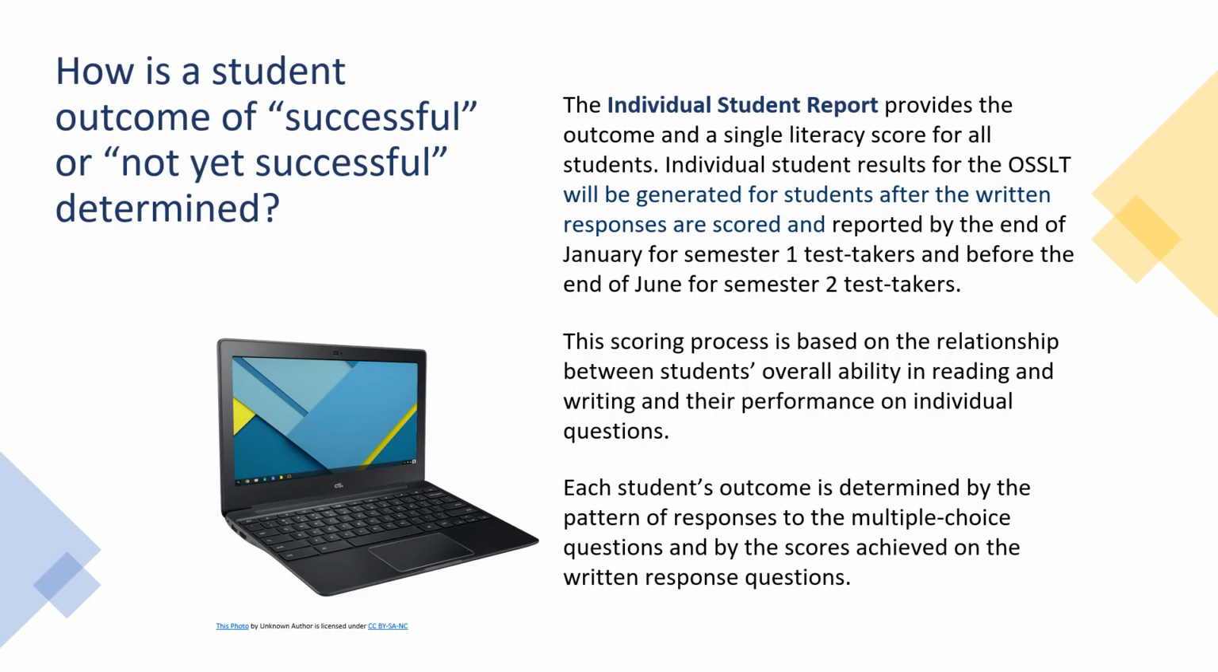How is a student outcome of successful or not yet successful determined? The Individual Student Report, or the ISR, provides the outcome and a single literacy score for all students. Individual student results for the OSSLT will be generated for students after the written responses are scored, and they will be reported by the end of January for Semester 1 test takers in the fall, and before the end of June for Semester 2 test takers in the spring.